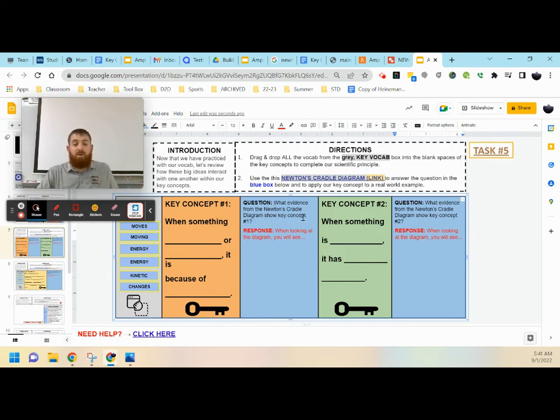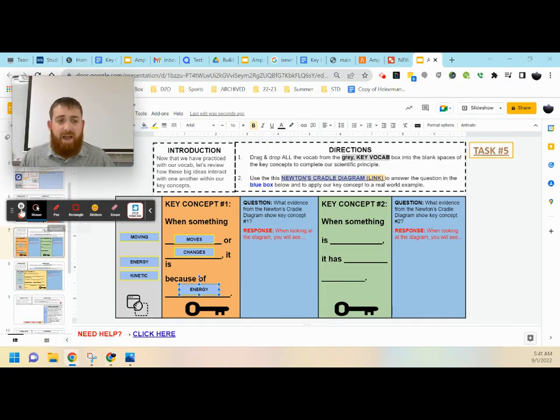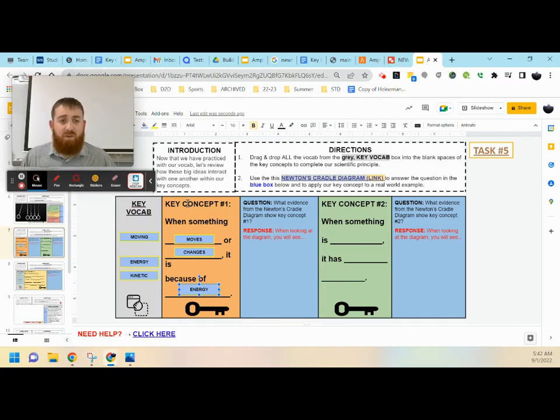So what evidence from the Newton's cradle diagram shows key concept number one? What we're going to be looking to do is look for evidence that this key concept is found in the diagram. So for example, when something moves or changes, it is because of energy. If we're looking at this key concept, what we're then going to do is look at our diagram and ask ourselves, what evidence do I have that this is occurring in the diagram?